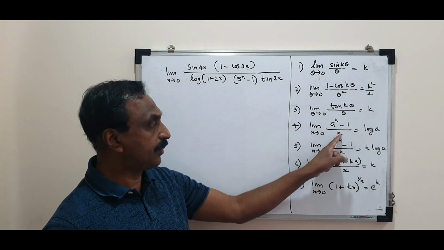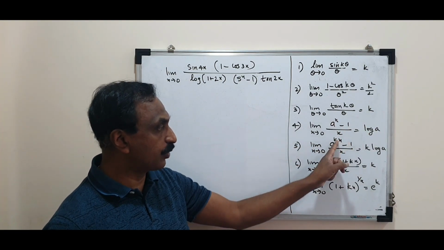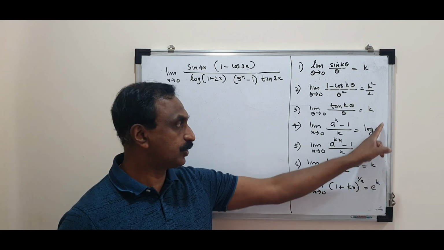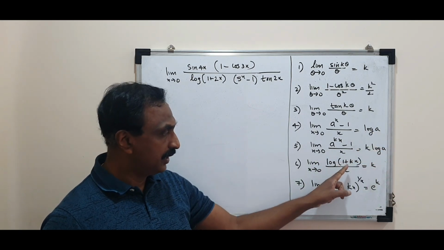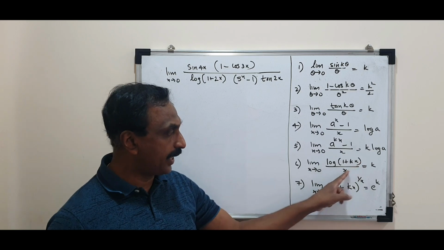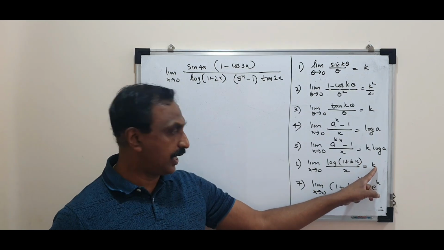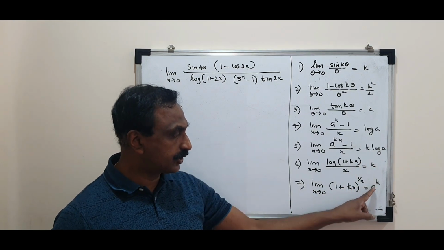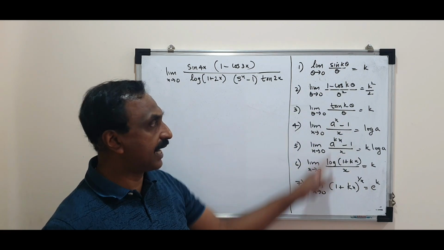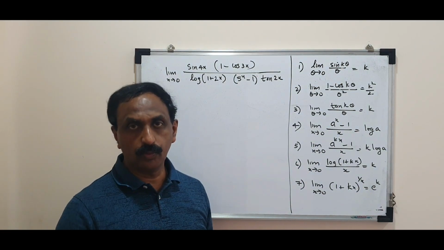A raised to x minus 1 upon x is log a. But if x is having a coefficient k, it will be k log a, because a raised to kx, it will become k log a. Then here, 1 plus kx upon x, the coefficient of x is k here, so the answer will be k. And finally e raised to kx. Just write this formula 2-3 times so that you remember the formula.